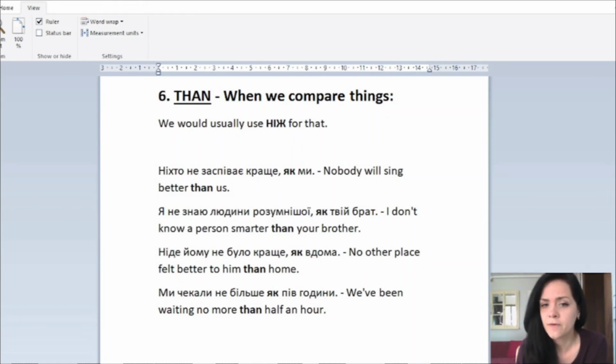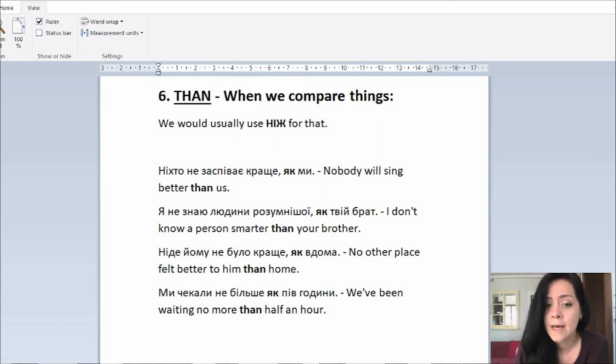So, for instance, ніхто не заспіває краще, як ми. Ніхто не заспіває краще, як ми. Ніхто means nobody. Не заспіває means will sing. Краще means better, як ми, than us. Okay, so nobody will sing better than us, or nobody could possibly, right, sing better than us. Ніхто не заспіває краще, як ми. We are the best singers in the neighborhood, okay?